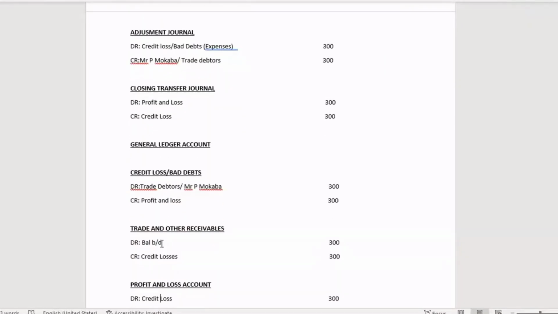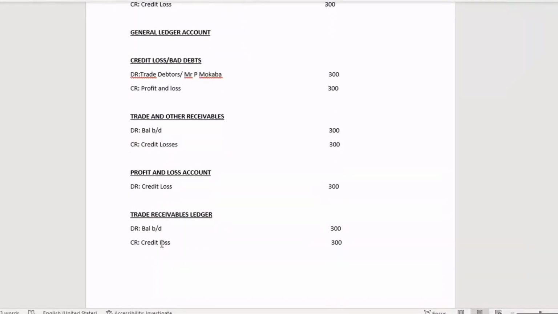A ledger account would entail credit losses or bad debts, and then you're going to have trade debtors, P. Mukaba. It's an asset with an amount of 300 Rand, and then you're going to credit your profit and loss as an expenditure with an amount of 300 Rand. Right, and then we have trade and other receivables with their balance brought down of 300 Rand, and then the credit losses will be with an amount of 300 Rand, so that will equal 0. So you're going to include the credit losses expense under your profit and loss, that's your income statement, with an amount of 300 Rand.